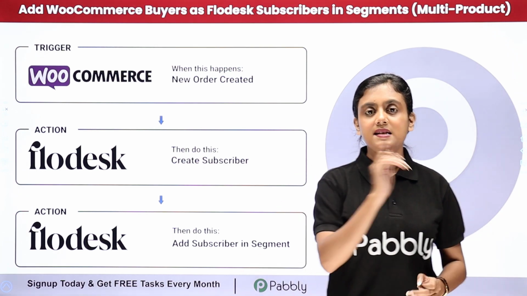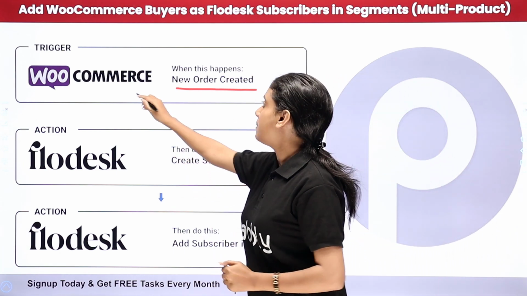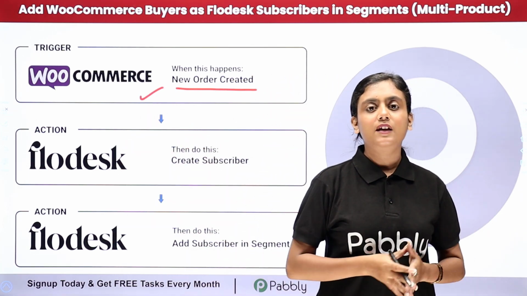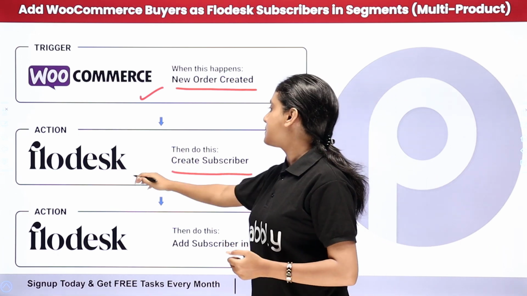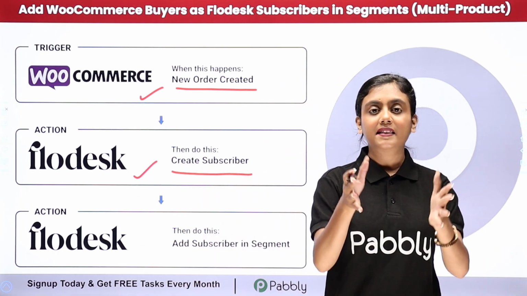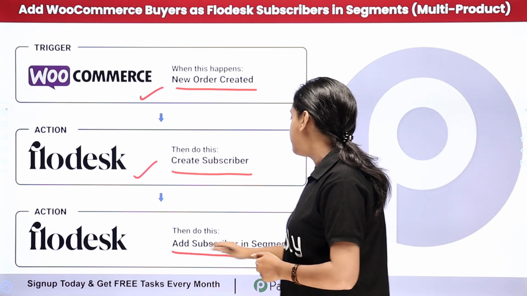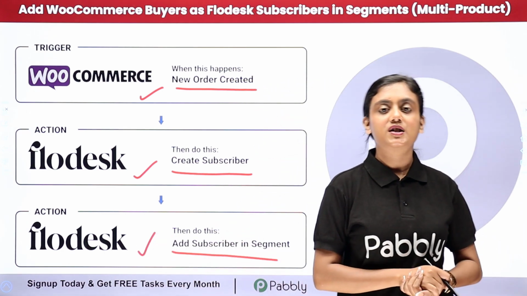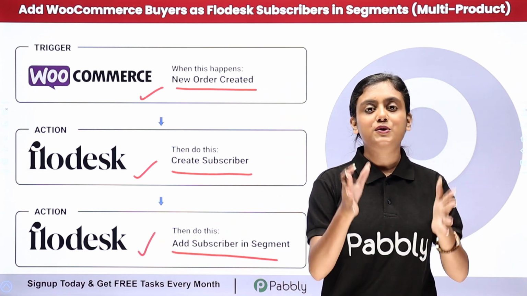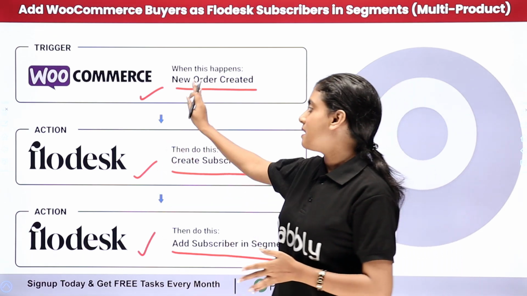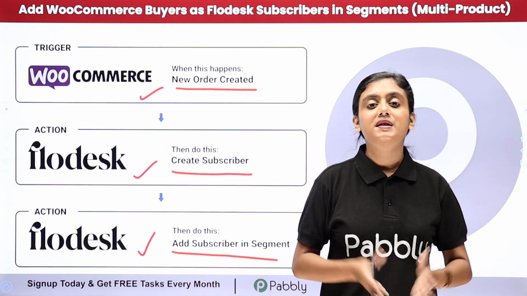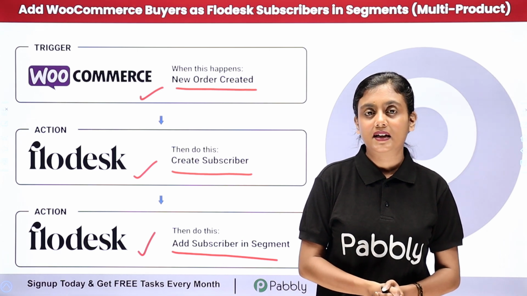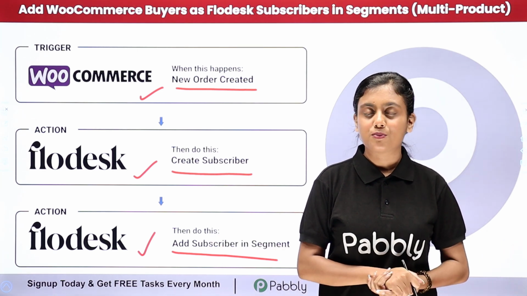Now whenever a new order is created by a customer in my WooCommerce account, automatically first that customer is going to be created as a subscriber in my Flodesk account, and then the subscriber is going to be added to the particular segment according to the purchase that they have done. So now if you want to learn the entire process of how you can create this amazing automation between WooCommerce and Flodesk with the help of Pabbly Connect, for that let me take you to my screen.